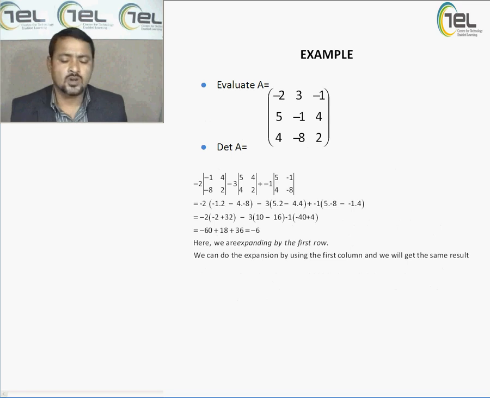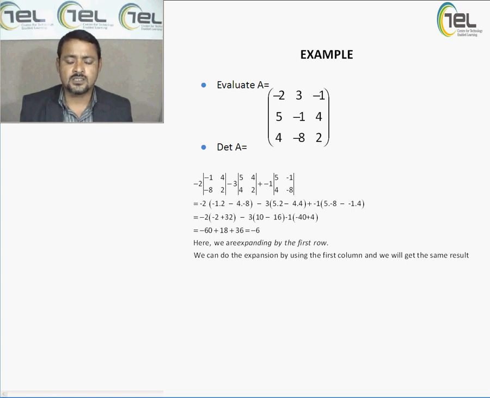Now we are coming to a matrix which contains elements in numbers only. So if matrix A is given as a 3 into 3 matrix, -2, 3, -1, 5, -1, 4, 4, -8 and 2, then what should be the value of determinant A?